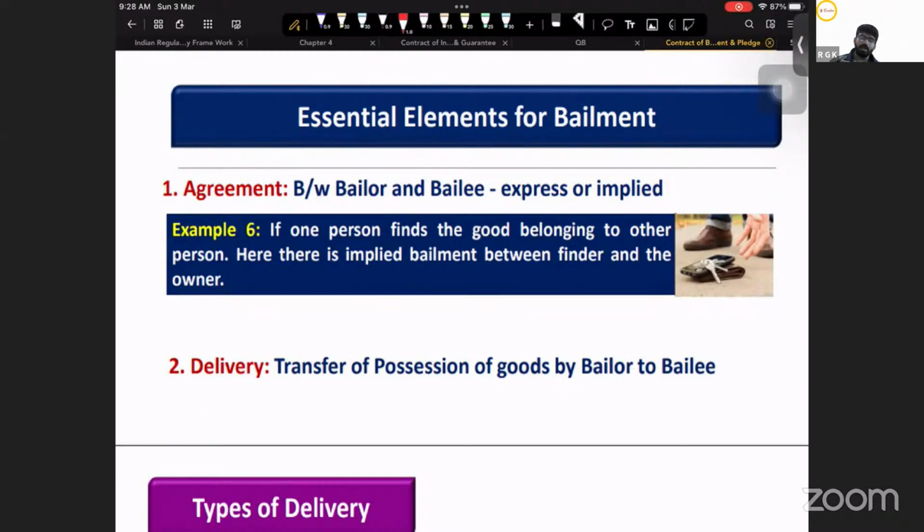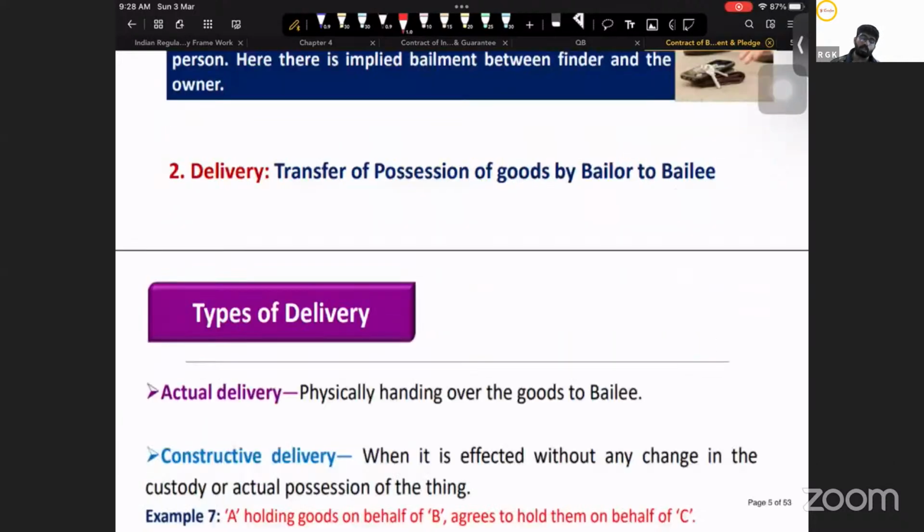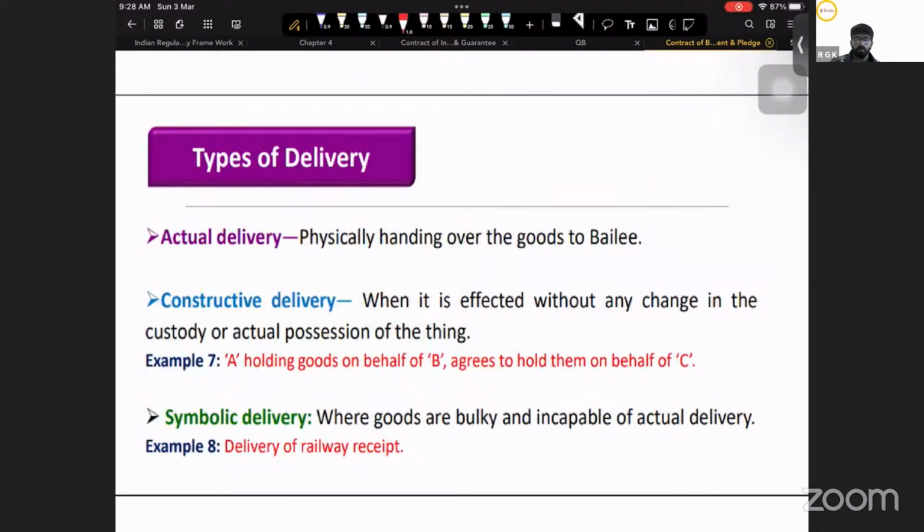Delivery. Transfer of possession of goods by bailer to bailee. This is also important. Now, types of delivery are already seen in Sale of Goods Act. According to Sale of Goods Act, we have actual delivery, where goods are physically handed over to the other person. Constructive delivery normally happens due to acknowledgement when the goods are in the possession of a third party. Symbolic delivery is doing something to symbolize the delivery.